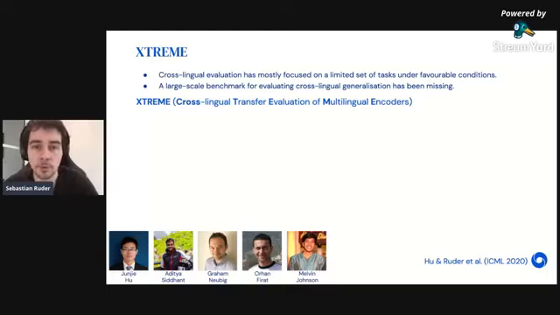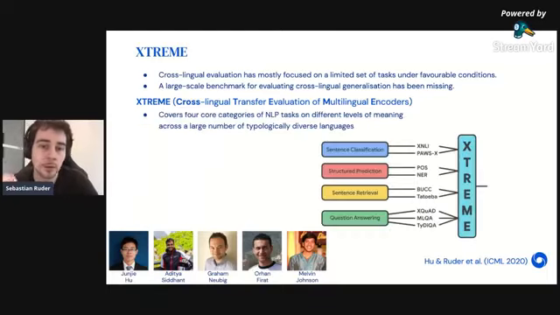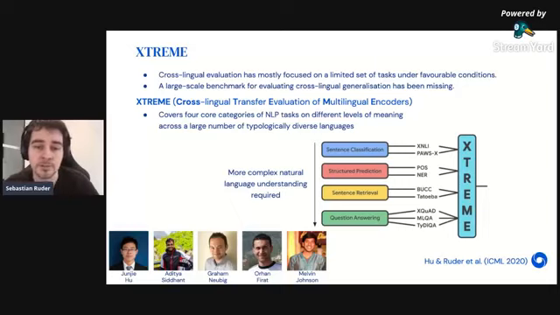And that's why we proposed Extreme, which stands for Cross-Lingual Transfer Evaluation of Multilingual Encoders, which is a benchmark suite of a number of existing multilingual NLP tasks. The tasks we've chosen require reasoning on different levels of meaning, and you can see them here roughly ordered in terms of the complexity of natural language understanding ability that might be required to solve them.